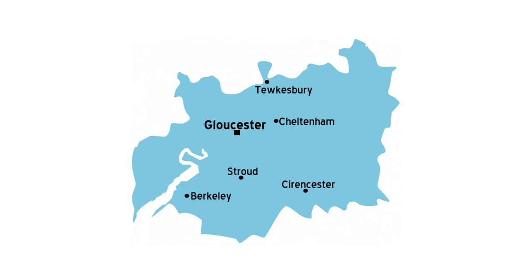Well, here's an abstraction of a map of the county of Gloucestershire, and some of the areas of Gloucestershire have been highlighted on the map. Not all, but just a few for the purposes of this illustration. So imagine we were trying to find the shortest route between Tewkesbury and Stroud.